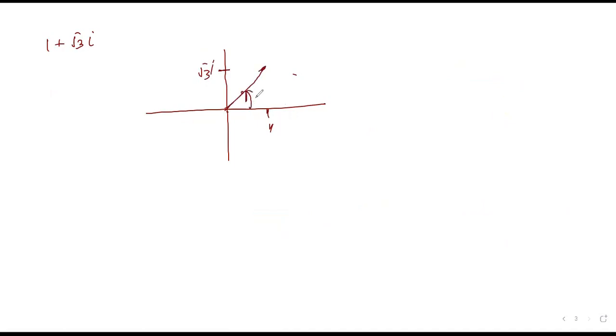Beta, what is this angle? Very easily, draw the triangle. That is root 3, that is 1, this is theta. So tan theta will be root 3 by 1, so that is coming 60 degrees. So what is the polar representation? e raised to the power iota pi by 3. Got it? Got it, sir.